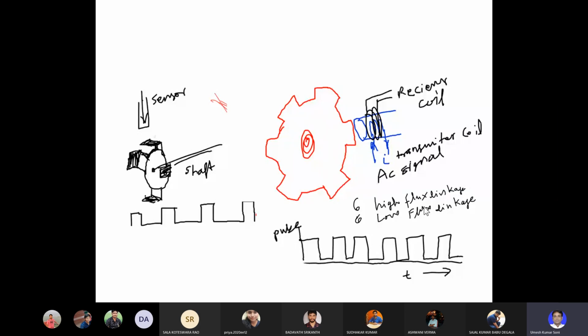So we have an AC signal given to the primary coil in the magnetic sensor, and whenever there is a projected part of the disk in front of the sensor, the flux linkage to the receiving coil will be higher, and when higher flux linkage is there, higher induced EMF will be in the receiving coil, and this magnitude will provide the high pulse at that point.